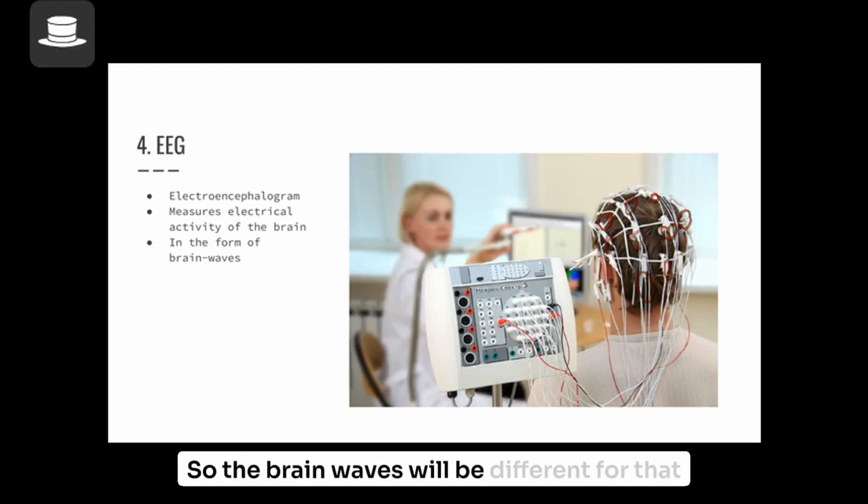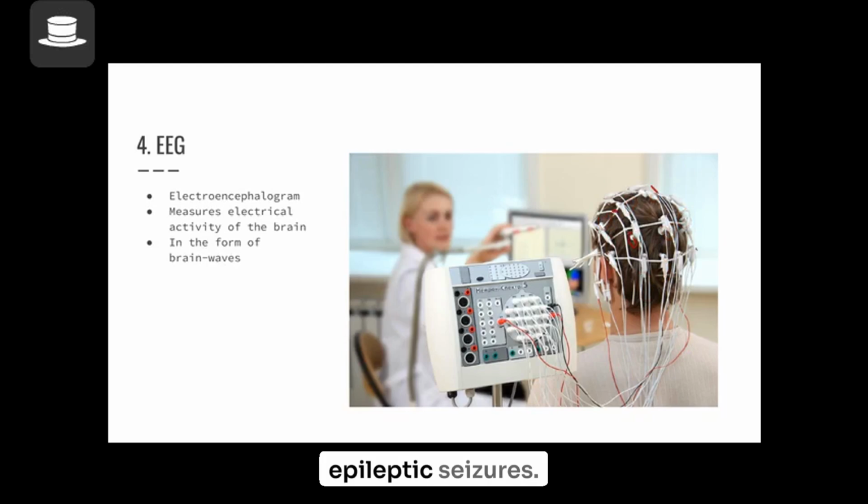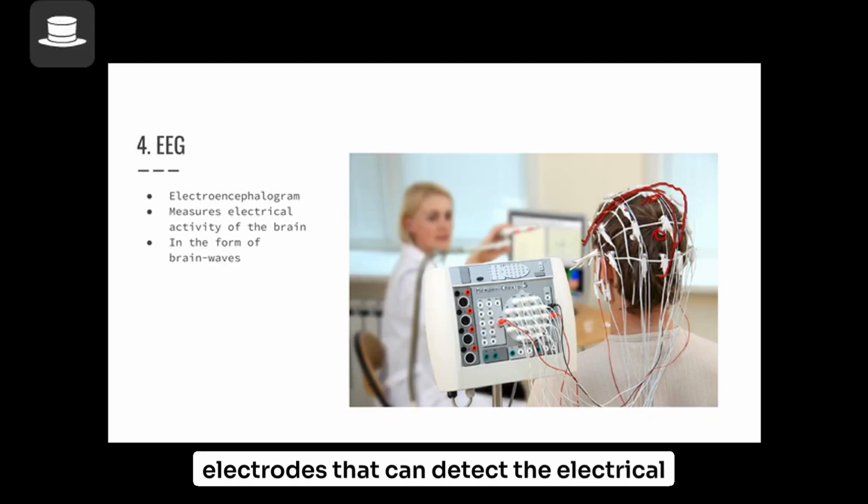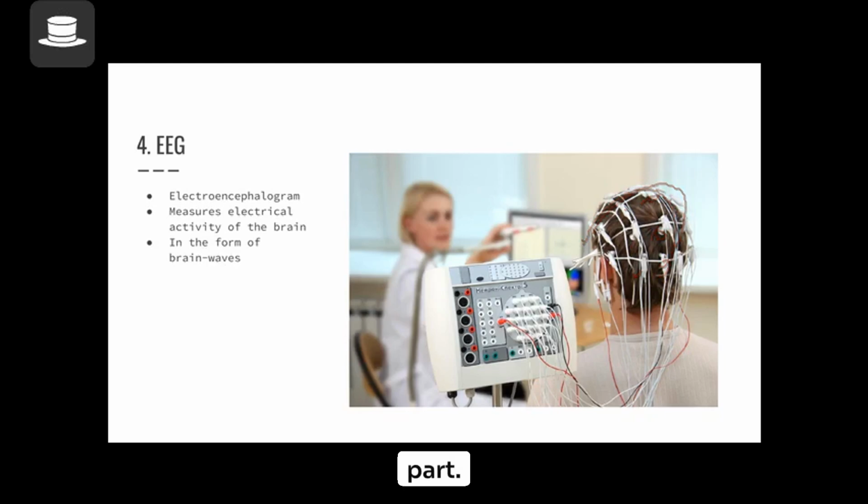So the brain waves will be different for that part when compared to other parts of the brain, and you can locate the center of the epileptic seizures. So again, it's a simple process of measuring the electrical activity of the brain, and typically they use a cap with many receiver electrodes that can detect the electrical changes in the brain, and then you pinpoint the electrical activity to the specific brain part.